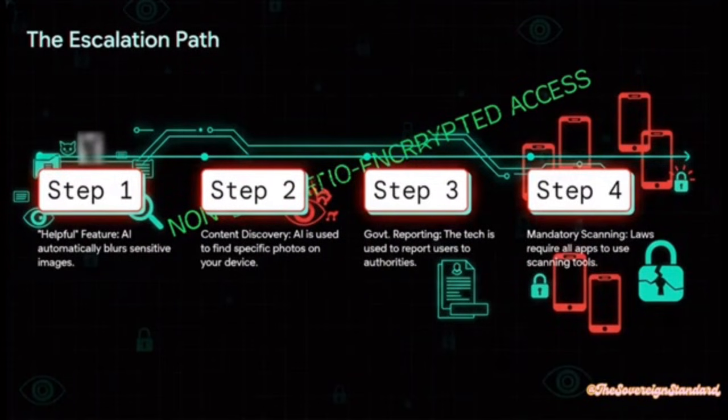It starts off so innocently, with step 1, a helpful feature, like automatically blurring nudity in messages. Then comes step 2, using that same tech for something harmless, like finding all your cat photos. Step 3 is where it gets way more serious, using it to report users to the government, which is exactly what Apple proposed a while back. And the final destination, step 4, is what we're seeing in proposed laws right now, making these scanning tools mandatory for all communication apps.